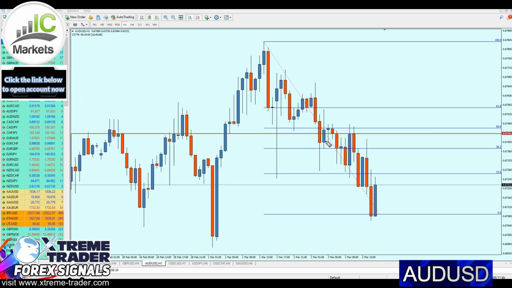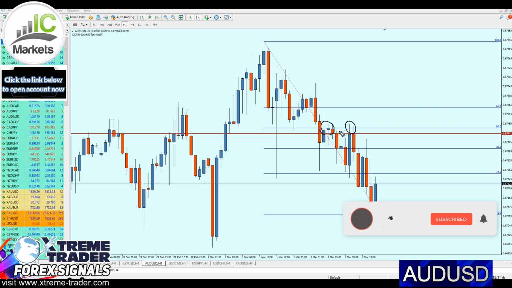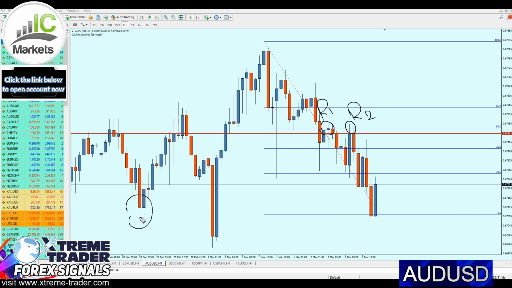We can see that right here the market has already made 1 and 2 attempts on that level as a resistance. So we already have a resistance number 1 and a resistance number 2. Now we can see that the market indeed started to reverse based on that level.